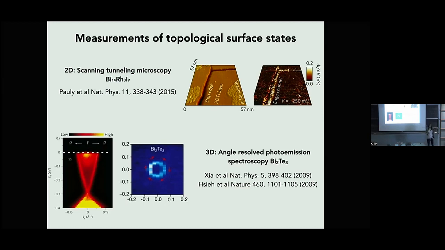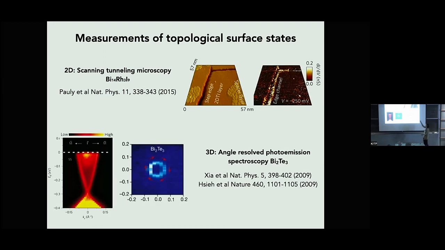And so what they do is they take a tip, and the tip has a current that flows between the tip and the sample. If your sample is metallic, a current will flow, and if it's insulating, basically it won't flow. And you can scan this tip over the surface, and so you can get a real space probe of where electrons can flow in your material.